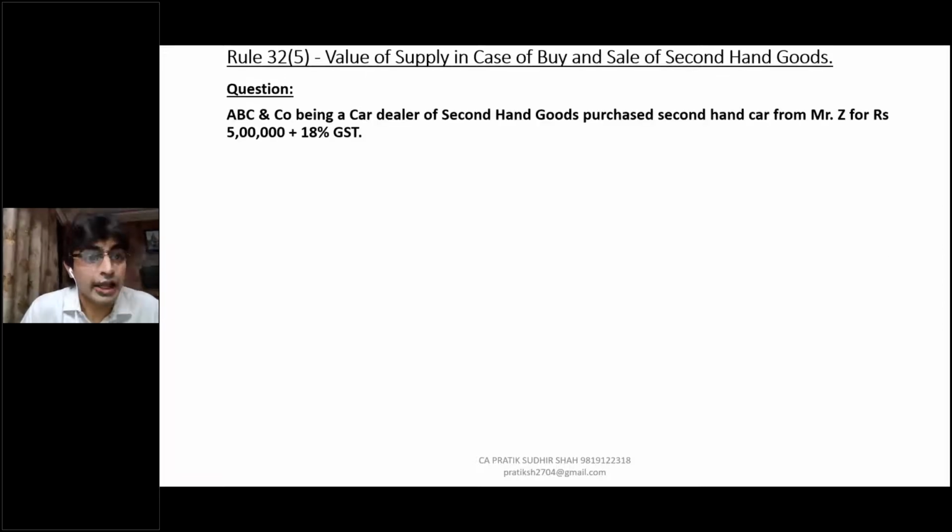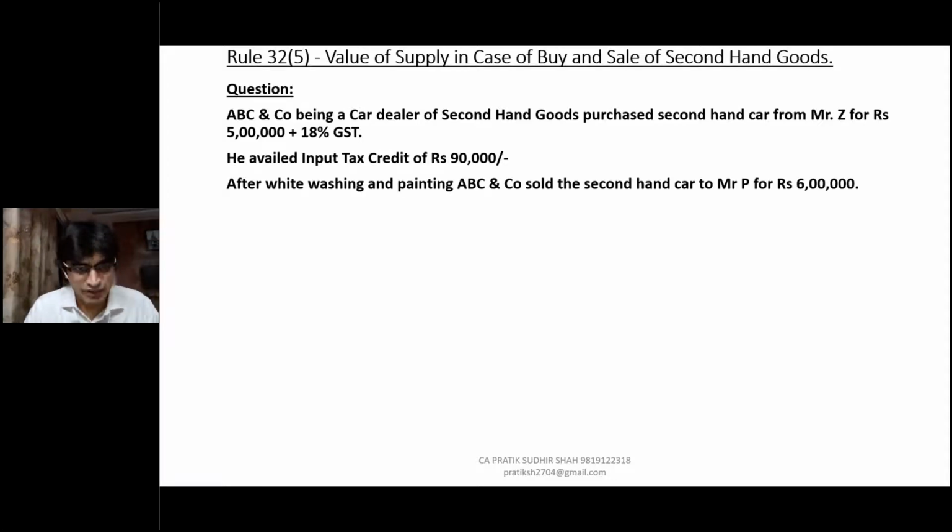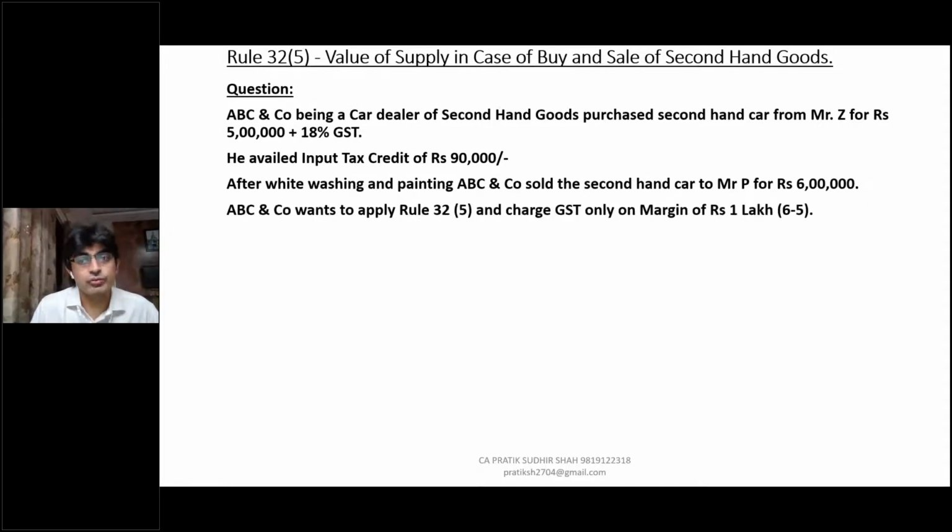Now next question. ABC and Company, being a car dealer of second-hand goods, purchases a second-hand car for 5 lakh plus 18% GST. ABC company availed ITC of 90,000. And after some minor change, it sold the same car to Mr. P for rupees 6 lakh. ABC company bought for 5 lakh and has sold for 6 lakh. So GST will be only on 1 lakh. Is it right?